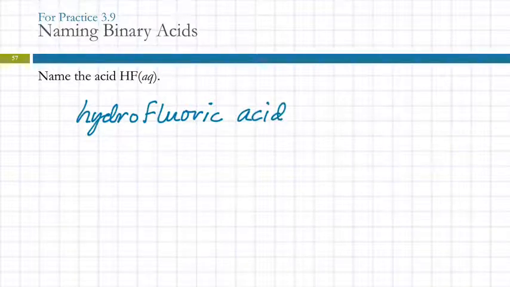Now, a common misspelling with the name fluorine is people will spell it flourine. There's no flour in fluorine. Fluorine is gluten-free, okay? Right? That'll help you remember it. There's no flour in there. It's U-O, fluorine. So this is hydrofluoric acid. Any questions?